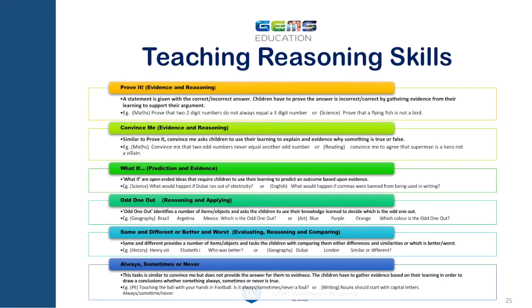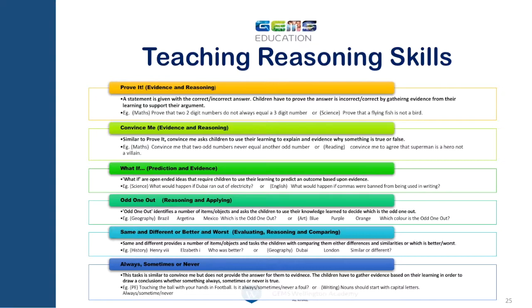and explain their understanding. So for example, in maths you could say, prove that two-digit numbers do not always add up to equal three-digit numbers. So they have to go off and think about what two-digit numbers could go together that won't necessarily make a three-digit number. So they have to go off and prove whether the statement is correct or incorrect.